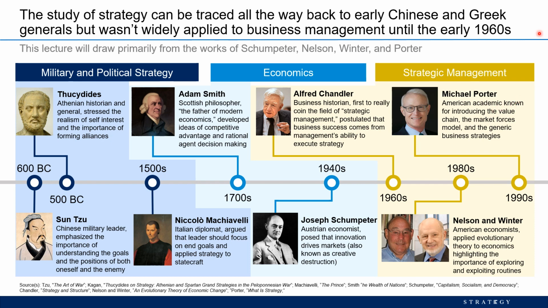Looking at the timeline, I split it up into three main segments: military and political strategy. This is when we saw the origins of strategy, but before applied to business. Then a period where economics really started to develop, and finally a period I'm dubbing strategic management, when the actual field of strategy became a discipline. Starting off, going back all the way to 600 BC with Sun Tzu. Now, all these are very much oversimplifications, but I just want to give you a general idea of the history.